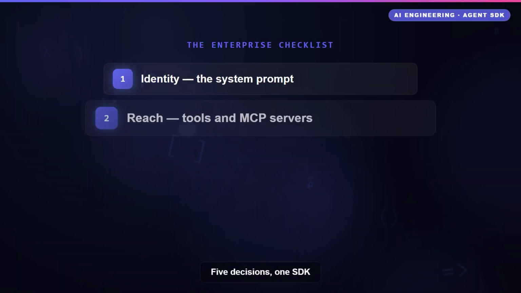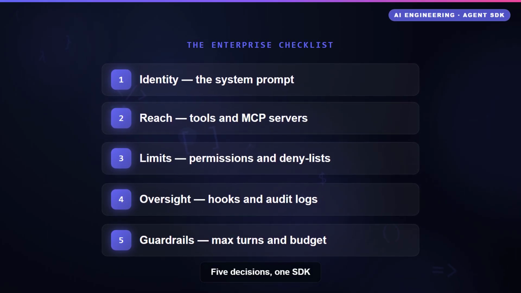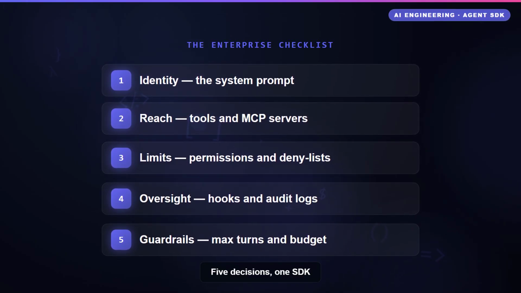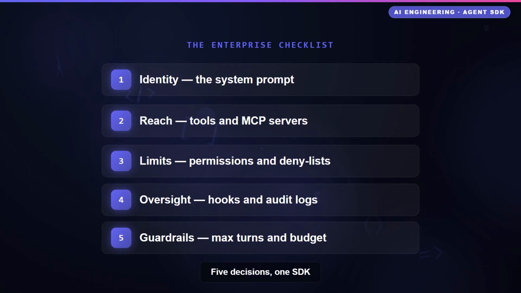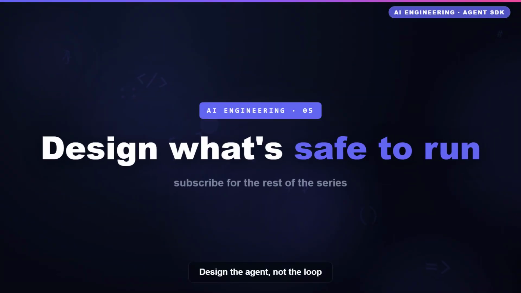So that's the whole shape, and it's smaller than people fear. An enterprise agent is 5 decisions: who it is, what it can touch, what it's forbidden to do, who watches, and where the limits sit. The SDK gives you a clean knob for every one. And the real unlock is that you didn't build any of the plumbing. You described an agent and the rules it lives under, and the SDK ran it. That's the job now. Not writing the loop, but designing the one that's safe to let loose.